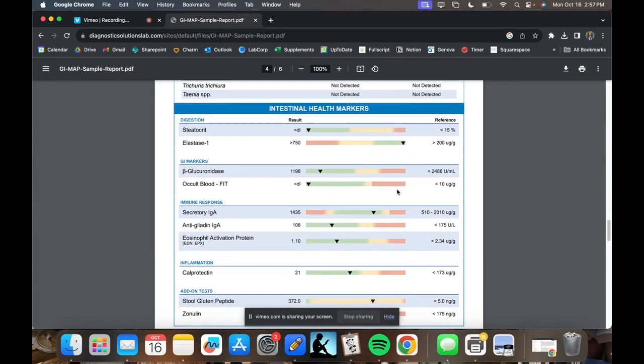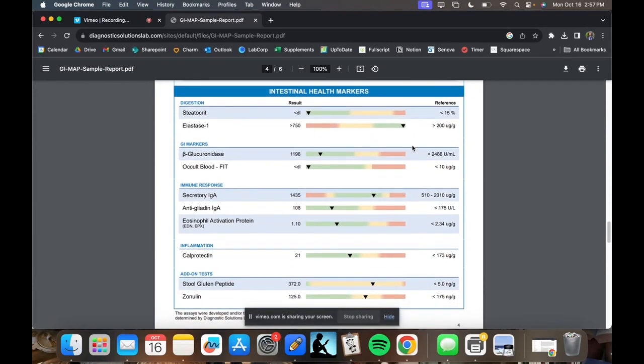Okay. Last section here is intestinal health markers. So we have here markers of digestion. So steatocrit, which is fecal fat. This person's looking pretty good. We don't want fecal fat to be high in the stool. That would tell us about malabsorption, maldigestion of fats, and probably other things as well.